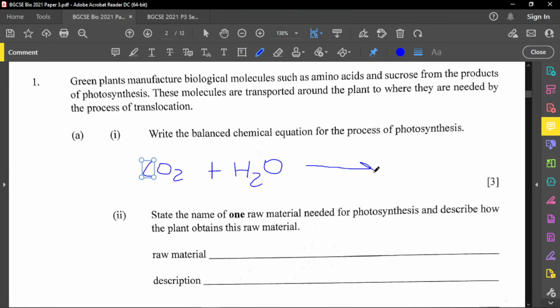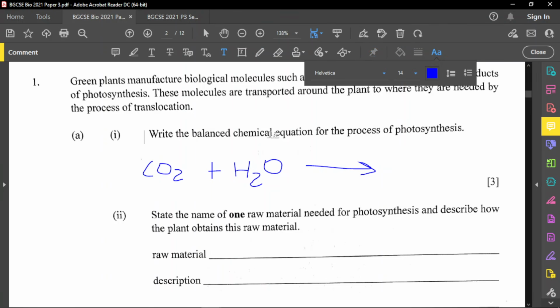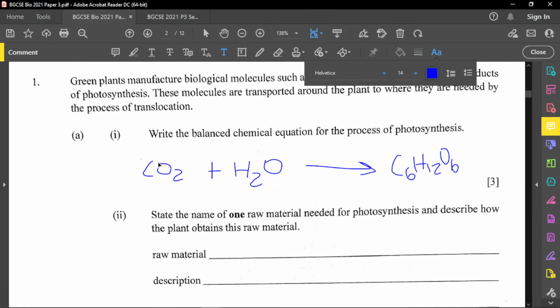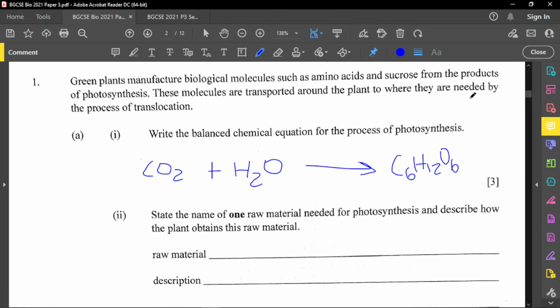And just to point out that carbon dioxide and water, they are what you call the reactants. All right, so they are needed in front of the equation. And those are what are needed by the process of photosynthesis to manufacture our organic materials, which is our food. So the organic material that is produced here is glucose. So it's going to be C6H12O6. All right, and that is glucose. And glucose is an organic molecule.